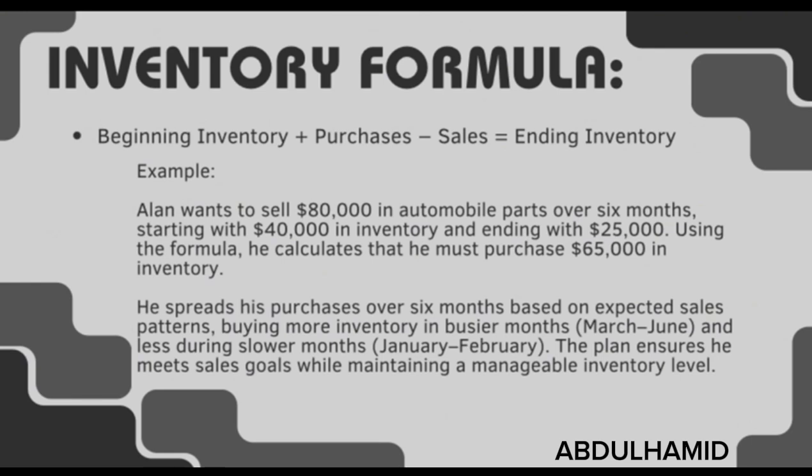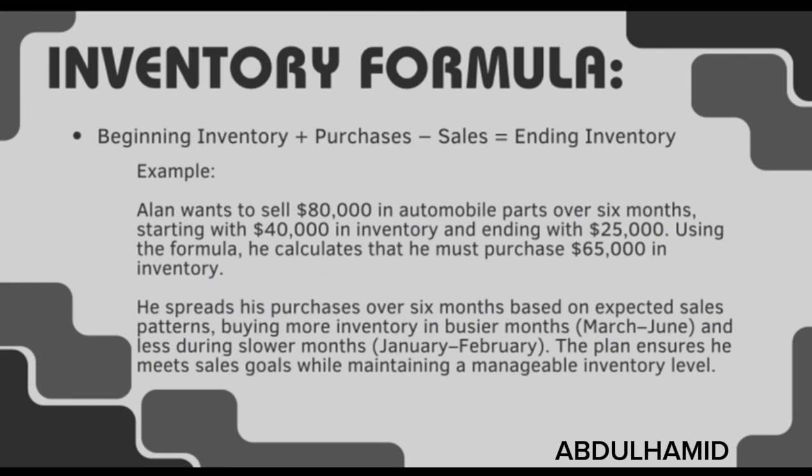So let's use an example from the book. So Alan owns a car parts store. He starts with $40,000 in inventory and he expects to sell $80,000. He wants to end with $25,000 left in stock. So using the formula, $40,000 plus purchases minus $80,000 is equal to $25,000. But Alan finds out that he needs to buy $65,000 in new inventory.